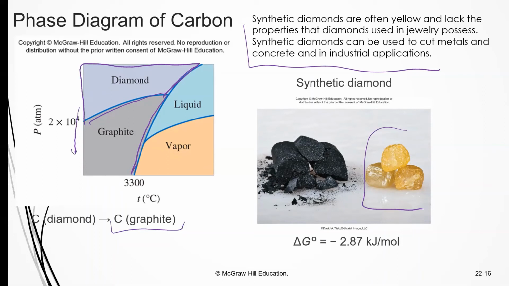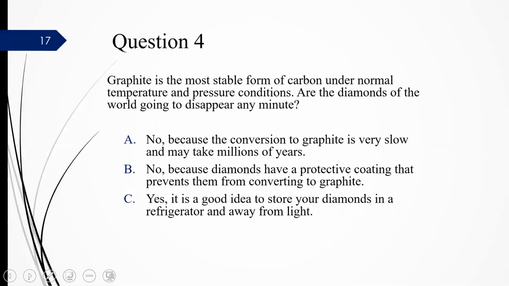And so that would be something, if you're interested in it, I've linked a video where they discuss how you might go about making a synthetic diamond in the laboratory. So if we think about why this might be, graphite is the most stable form of carbon under normal conditions. Are we worried about diamonds disappearing? If you've had a diamond, you can tell that it hasn't really degraded over time with light, so you don't really have to store your diamonds in refrigerators.